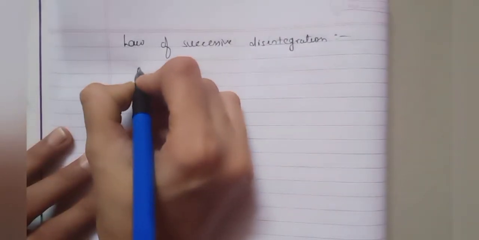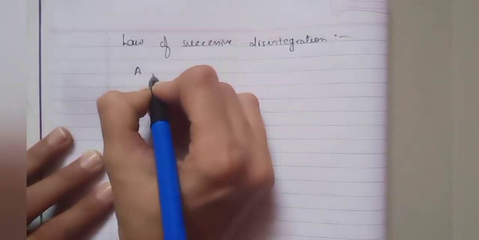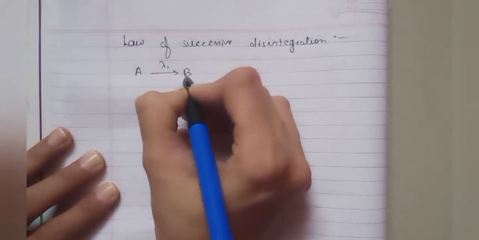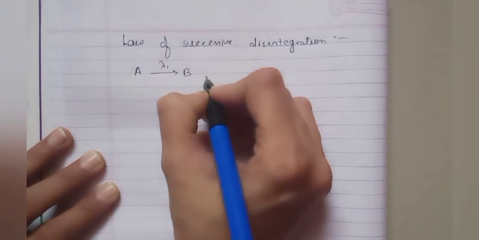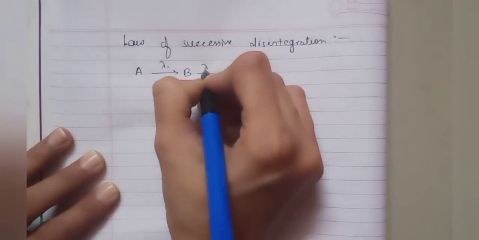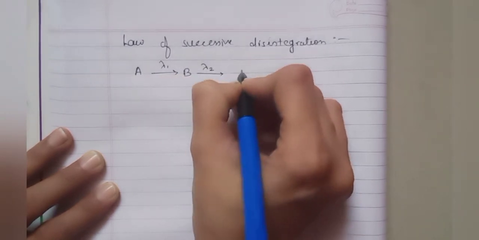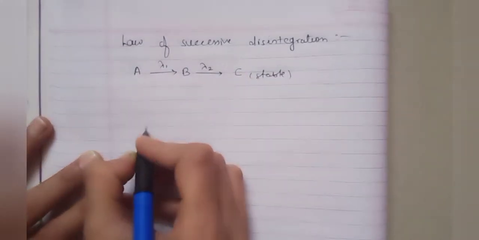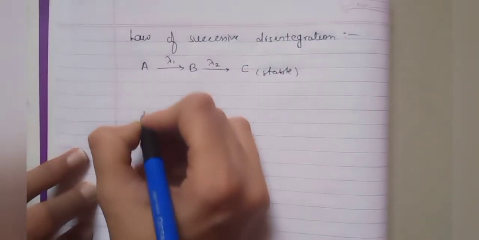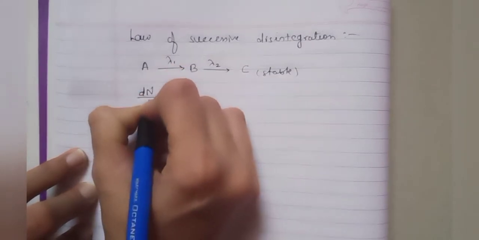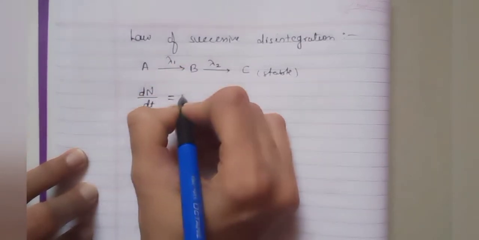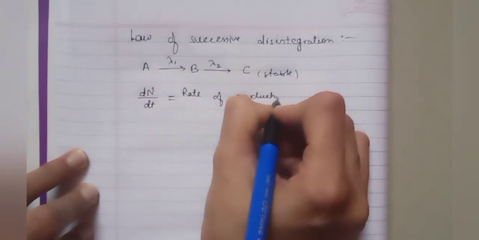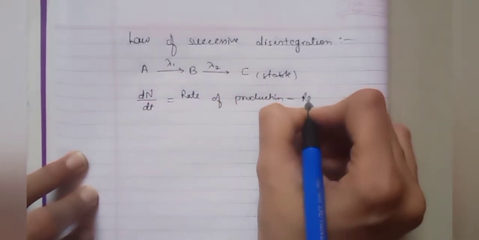So we have an element A which has a disintegration constant lambda 1. It gives another element B which is also unstable, and it has a decay constant lambda 2, and it gives element C, and this C which is formed is a stable element. Now let us find out dN by dt. We know that dN by dt is the rate of production minus the rate of decay.